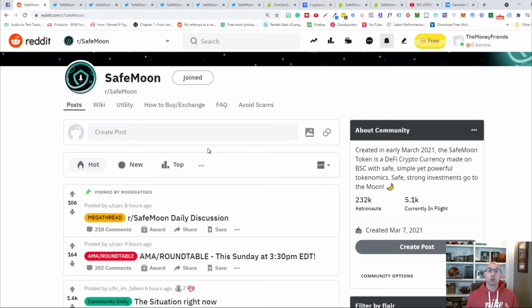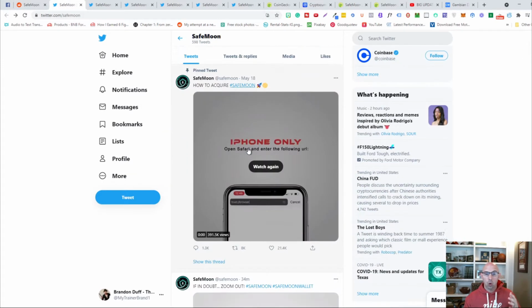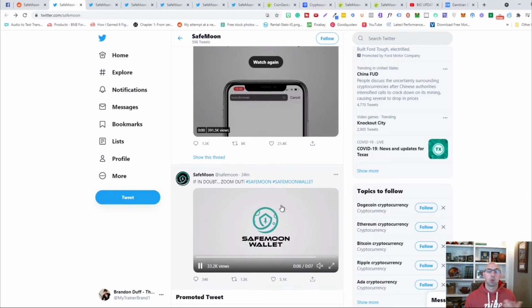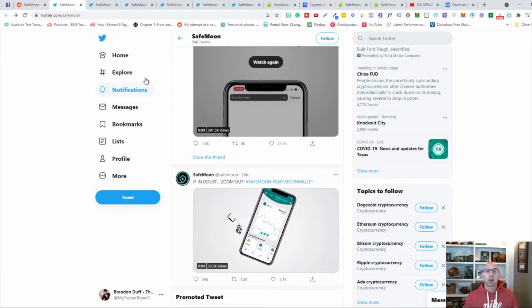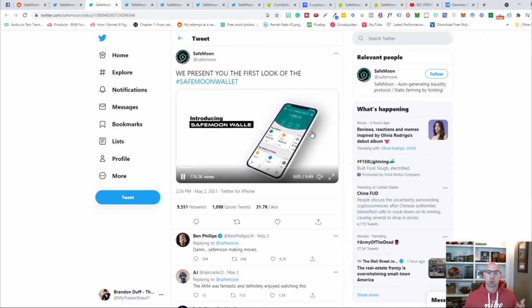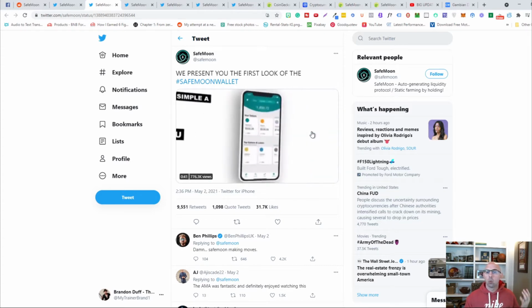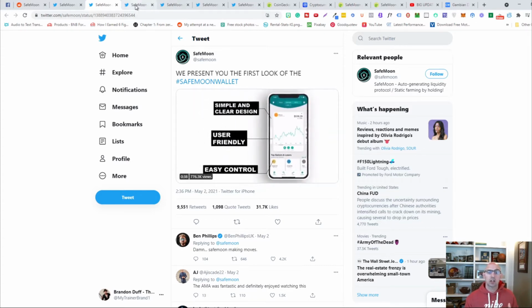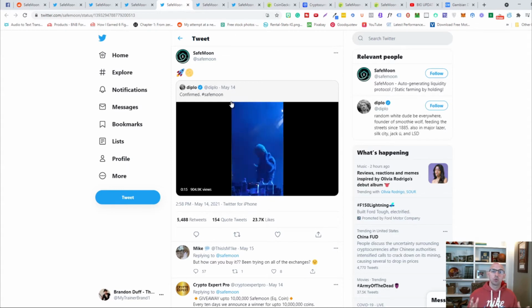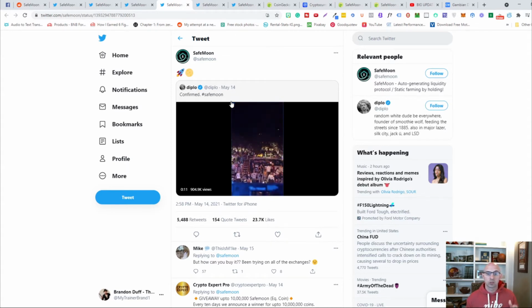If you look at the reasons why, and I'll tell you in a moment, they do have a lot going on for them. They have their wallet that they're coming out with, so you can pretty much hold all their coins instead of using a Trust Wallet or anything like that. They have their own app, and this is a presentation of it. It shows the current market price, how to buy it, everything like that. So it has a lot going on for it. It's user friendly. They have Diplo, who has a huge following, posting videos and showing Safemoon. So they have a lot of people talking about its actual adoption.